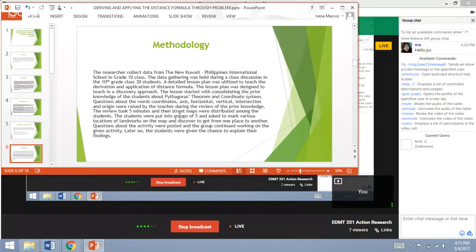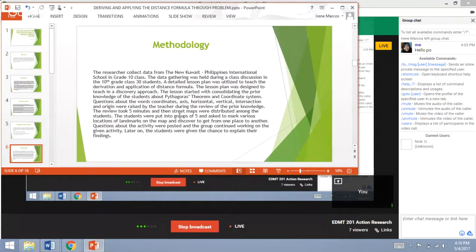So the lesson started with consolidating the prior knowledge of the students about Pythagoras' theorem and the coordinate system. The teacher presented some questions about terms like coordinates, axis, what is a horizontal axis, what is a vertical axis, what does intersection mean, and what is an origin. That was the review session, and it took about 5 minutes, and students were able to answer it properly.